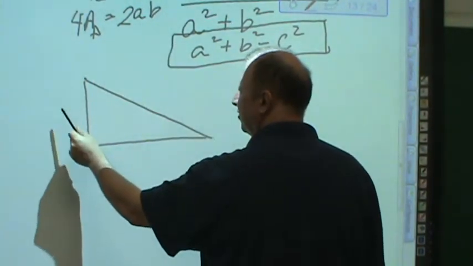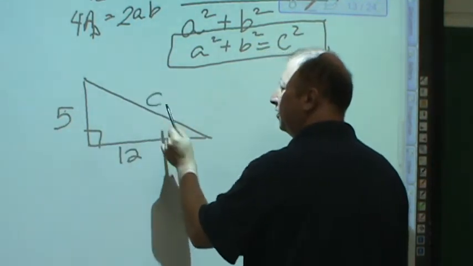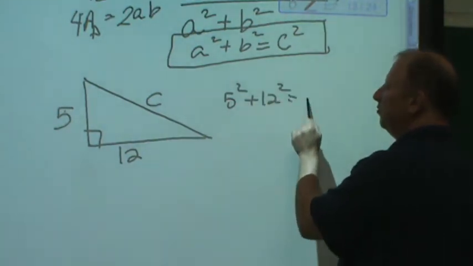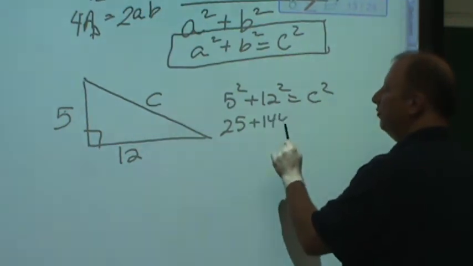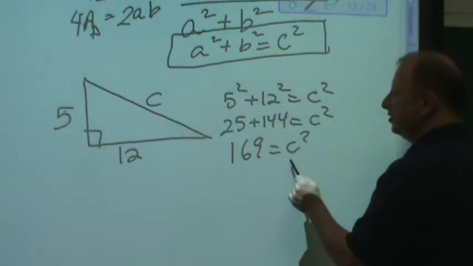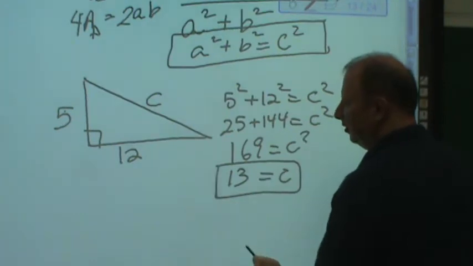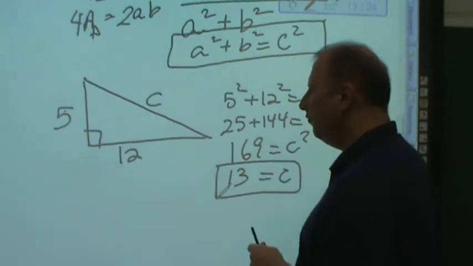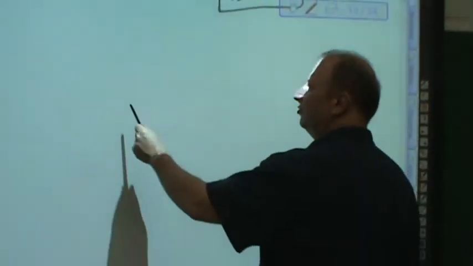So if this is 5 and 12, what's the length of this? 5 squared plus 12 squared equals c squared. 25 plus 144 equals c squared. 169 is equal to c squared. c is equal to 13. And of course you could do quite a few of these, and this is good practice with working with radicals. But let me just do one simple algebraic question.